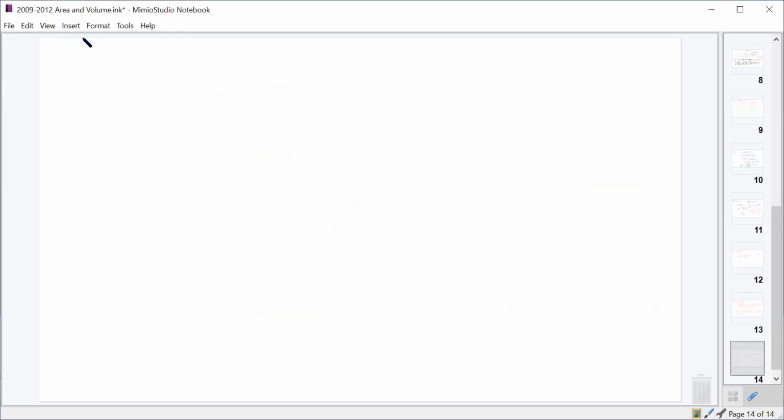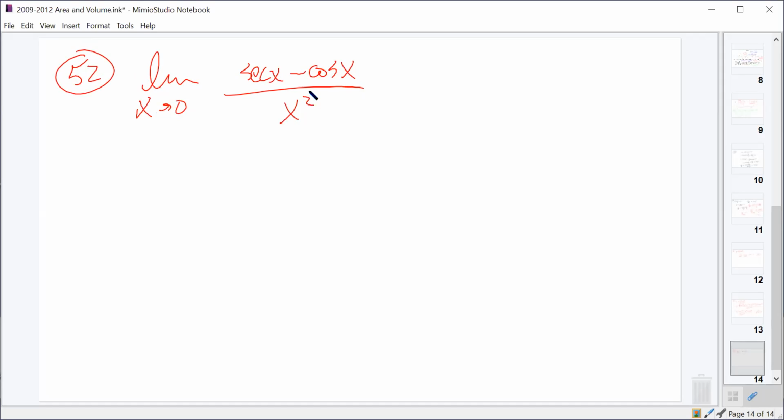Next one I've got on my list here is 52. All right, 52. 52 is actually a limit question. The limit as x approaches 0 of secant x minus cosine x over x squared. So if we were to plug in 0 to this, secant of 0 is 1, cosine of 0 is 1 over 0 squared. So this is 0 over 0. So we would then go ahead and try and use L'Hopital's rule for this.